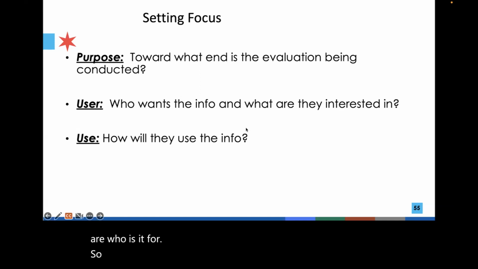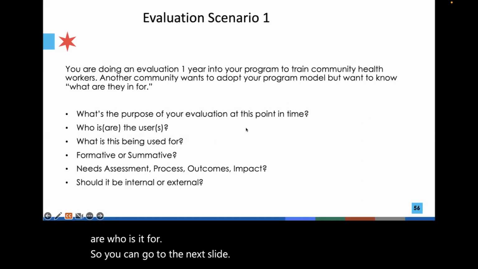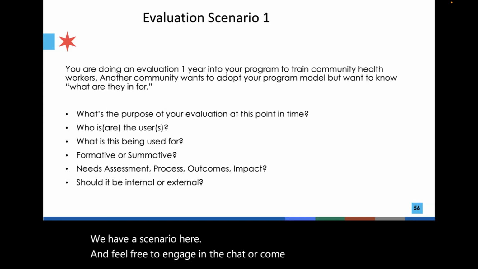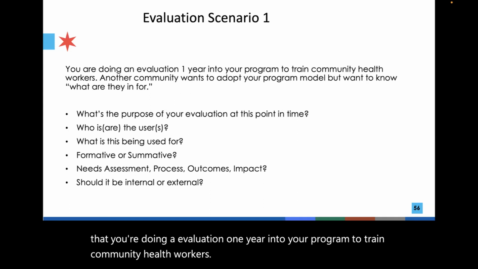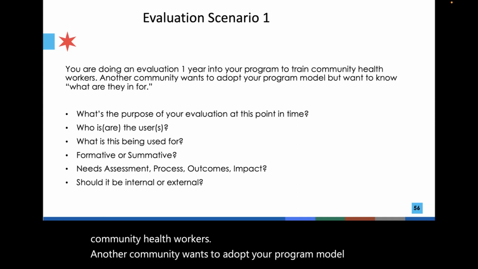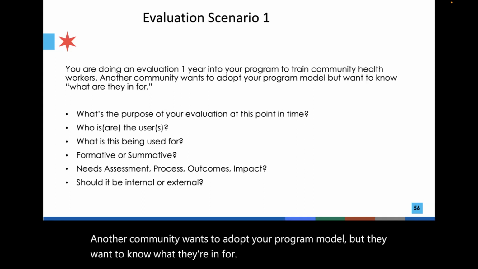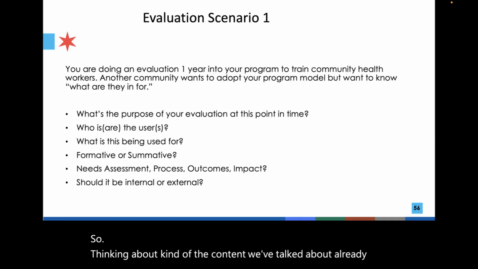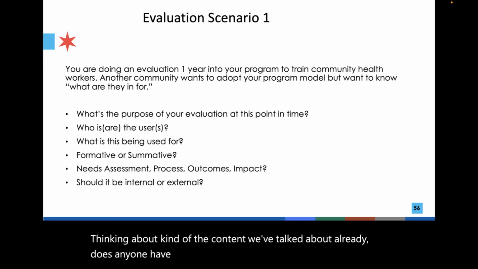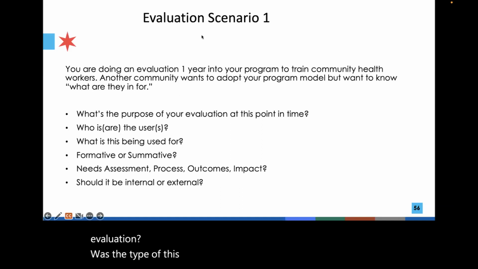So you can go to the next slide. We have a scenario here, and feel free to engage in the chat or come off mute. So we'll say that you're doing an evaluation 1 year into your program to train community health workers. Another community wants to adopt your program model, but they want to know what they're in for. So thinking about the content we've talked about already, does anyone have thoughts on what is the purpose of the evaluation? What is the type of this evaluation?